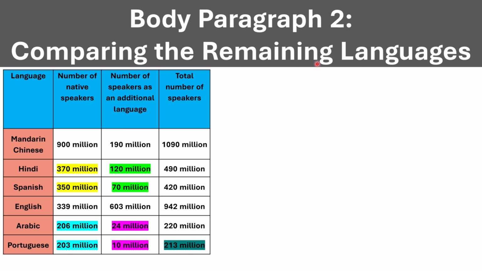Now let's look at body paragraph 2. Here we group the remaining 4 languages based on similar native speaker numbers. First, we compare Hindi and Spanish.